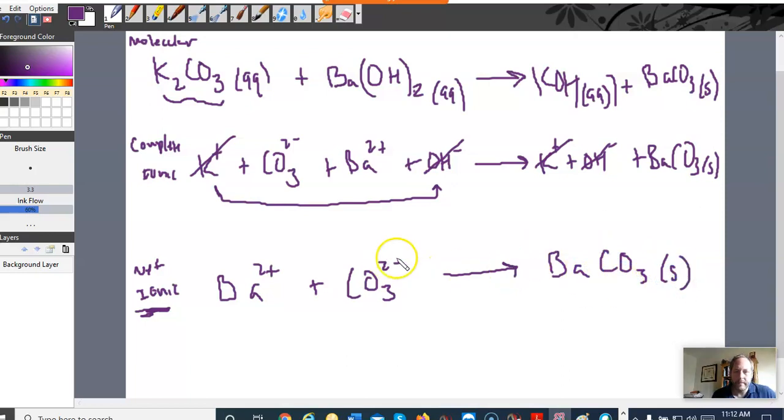Solid. Okay, so all I'm doing is bringing down everything that has been crossed off. So the carbonate is coming down, the barium's coming down, and then on the other side of the equation, the barium carbonate's coming down. It's already balanced. It's a 1-to-1, so you don't really have to balance it anymore at that point.